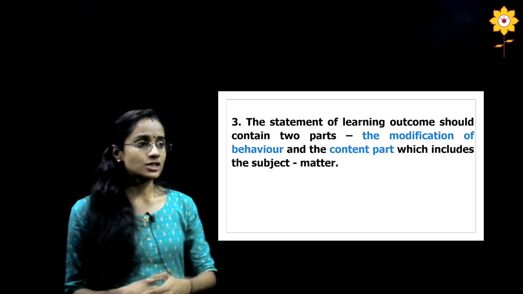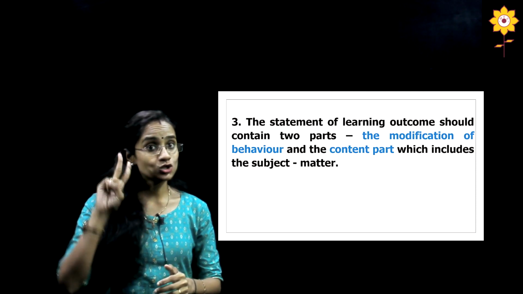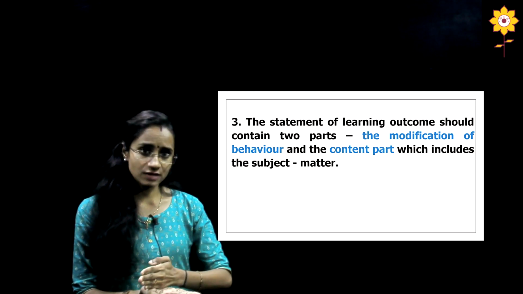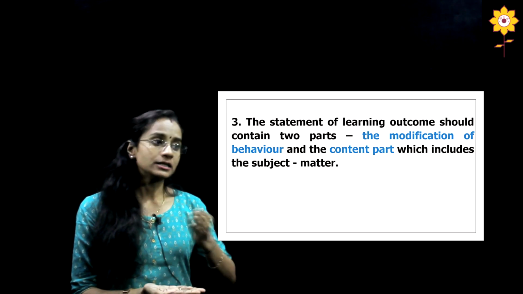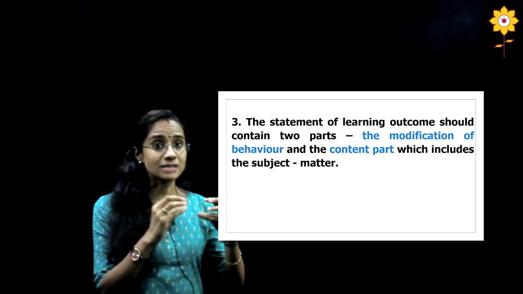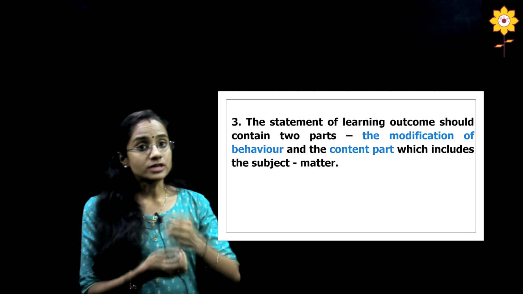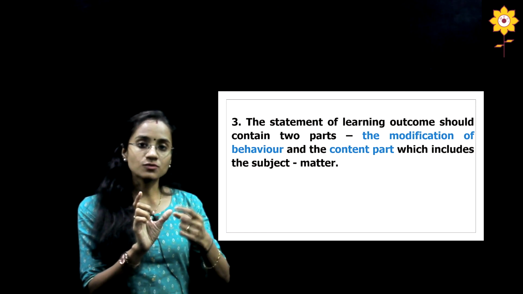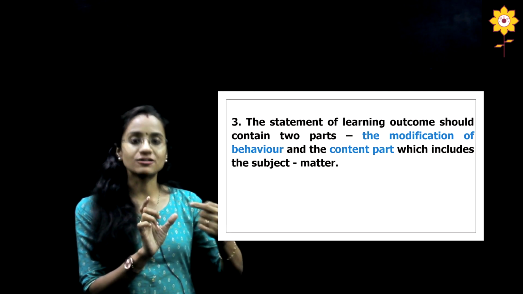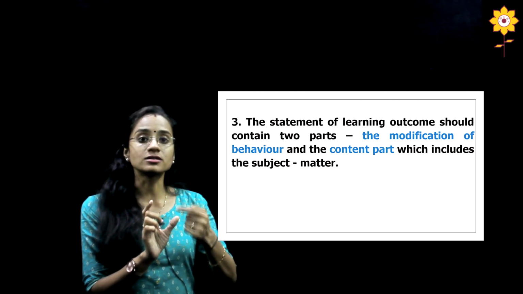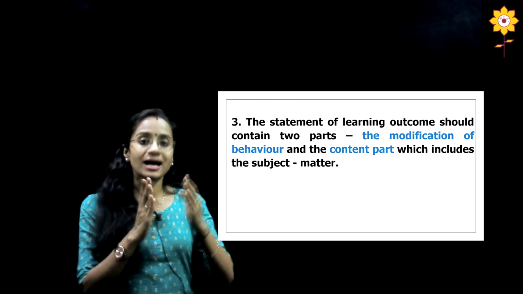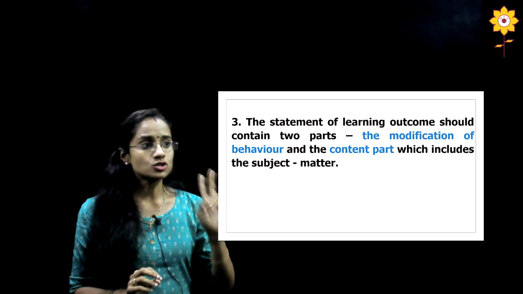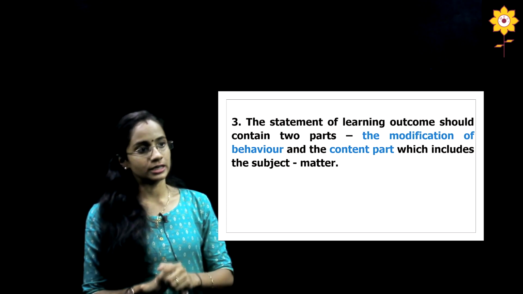Now the third one: the statement of learning outcome should contain two parts. The first part will be the modification of behavior, and the second part will be the content part, which includes the subject matter. Like we already saw in the first criteria that it should have an action verb. That action verb indicates the modification of behavior, in the sense of what you want your students to do. And with that, the content part should also be there. So these are the two parts of the statement of learning outcome.